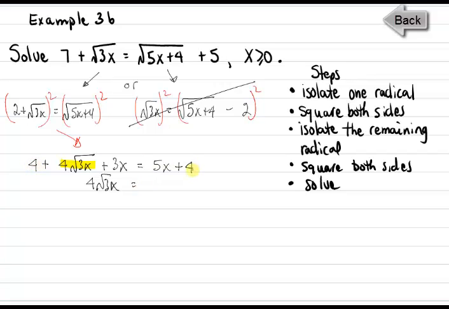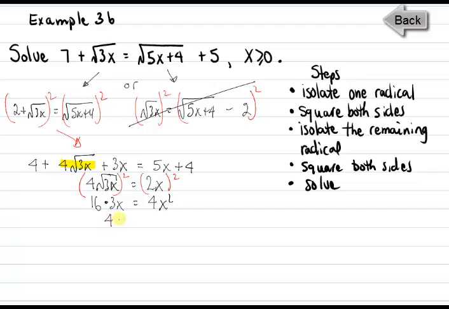So if I move the 4 over, it becomes minus 4, and 4 minus 4 is 0, and if I bring the 3x over to the other side, 5x minus 3x is 2x. Okay, so our radical is isolated. We now want to square both sides again. And you will get 4 squared is 16 times, and then square root of 3x squared is 3x, and then on the right you will have 4x squared.